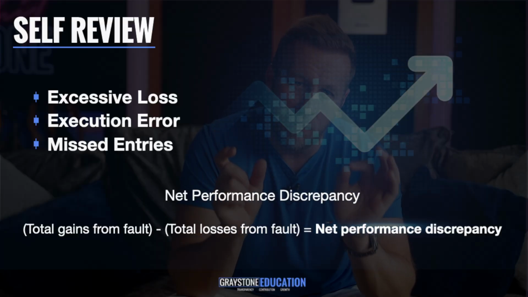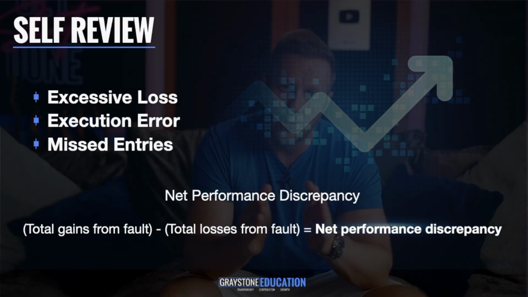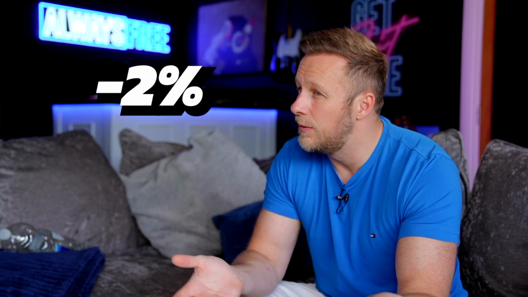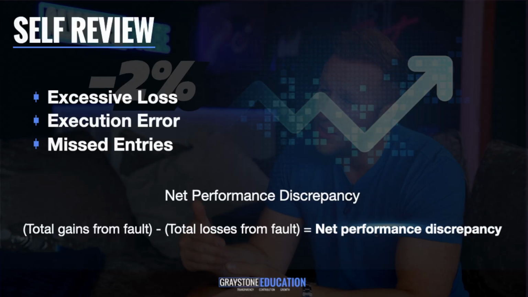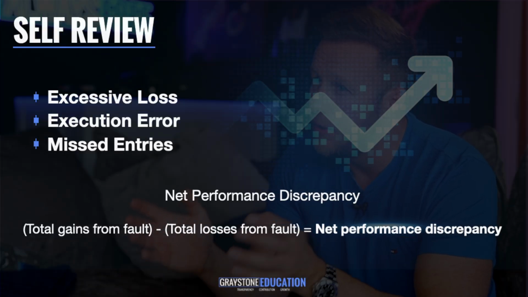The next thing to do is to analyze that data. You want to simply add up all of the gains from fault and subtract the total losses from fault, and that will give you a net performance discrepancy. And this shows the degree of human error in your trading performance. If your final result is -2%, then you've essentially realized a 2% loss on your account, which is entirely attributable to your human error. A performance discrepancy of -2% means that your account is now 2% below what it should be had you traded your strategies flawlessly.